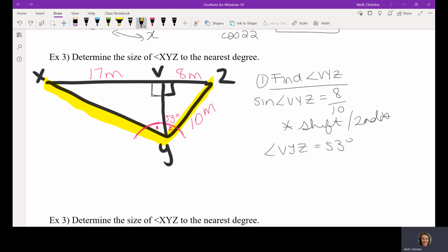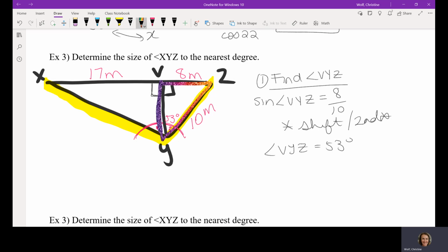Okay. So the fact that we have that 53, that will help us. You actually have two options here, okay? Because in this triangle here, you actually know 3 pieces of information. You see what I mean? You know the 8, the 10, and the 53. You know 3 pieces of information.